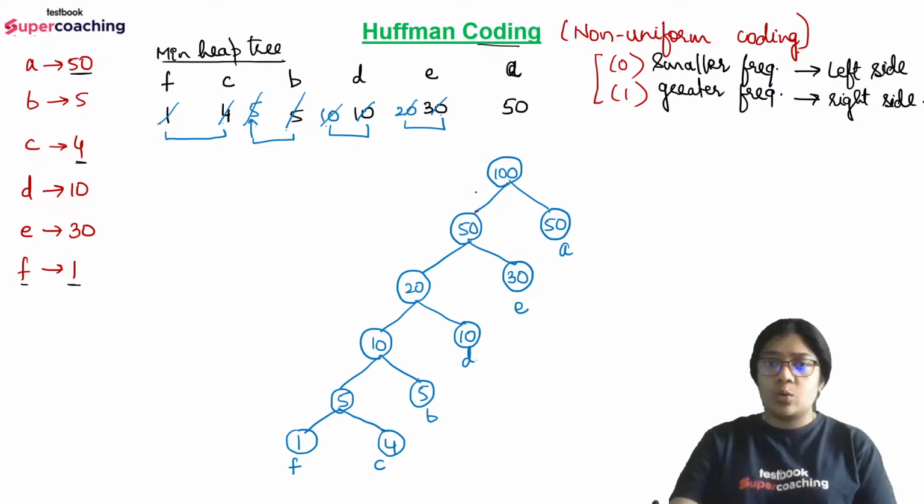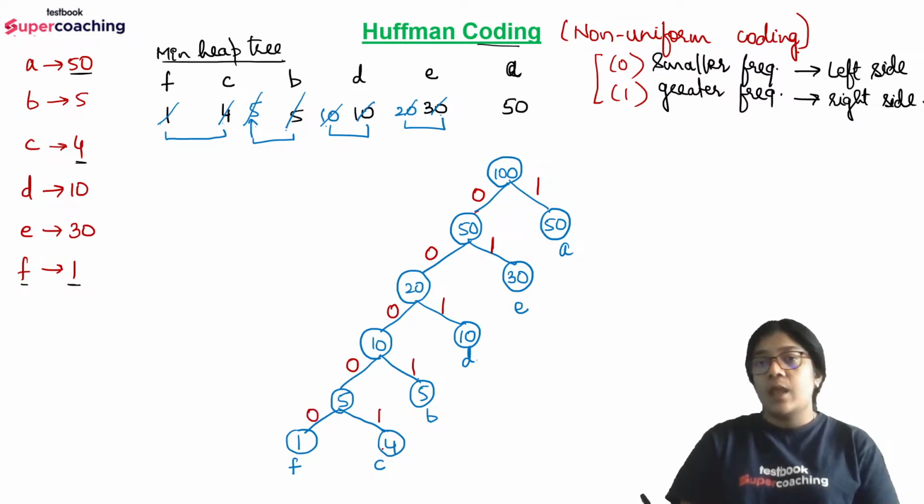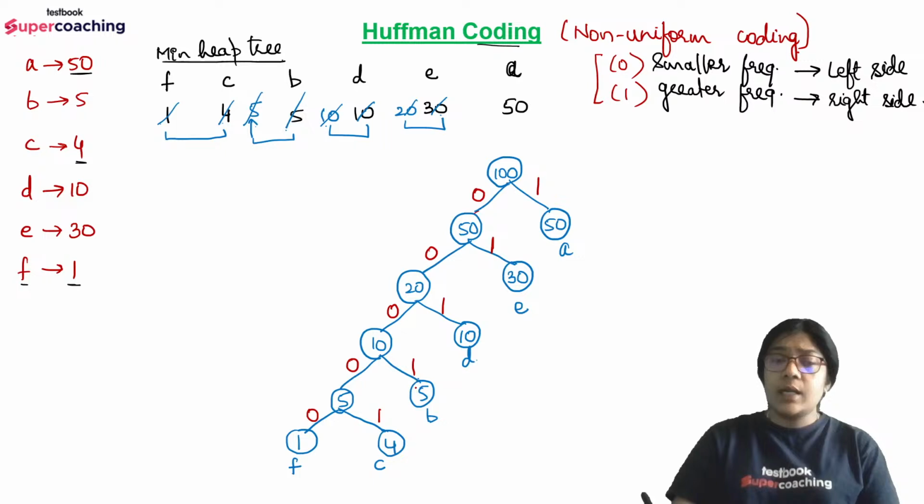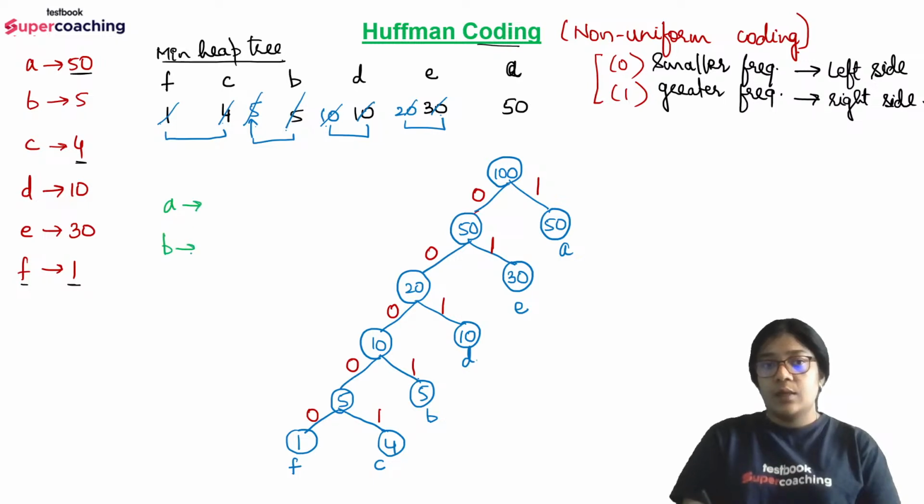So let's assign the codes. This is 0 and 1. The left child is getting the value 0, the right child is getting the value 1. Left is getting the value 0, right is getting value 1, 0, 1, 0, 1. Now, if I want to write down the codes, we can see we have obtained the codes for A, B, C, D, E and F.